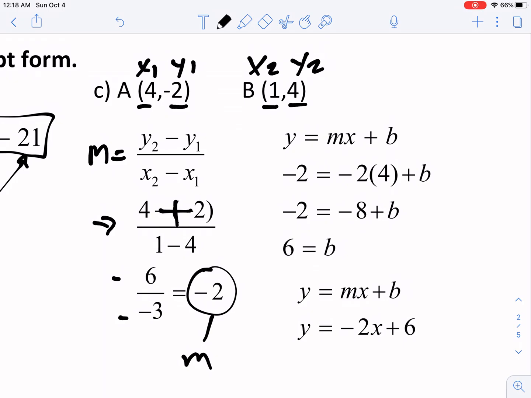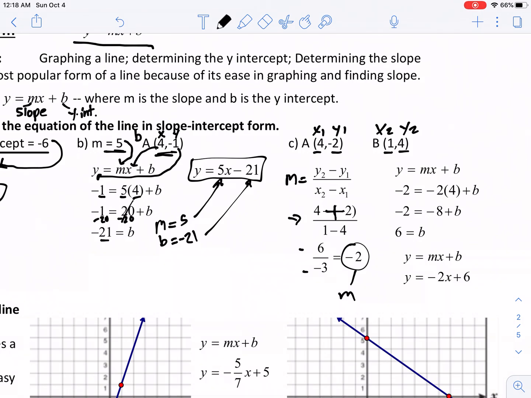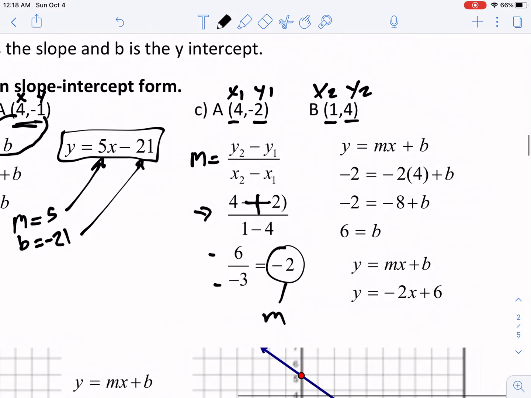Well, now I have m, and I have a point, right? Okay, so notice, didn't in the last example they give us slope and a point? What did we do to find b? Well, we plugged that information in to get b by itself, right? Well, we're going to do the same thing here. Now, it really doesn't matter if I pick A to plug in or if I pick B to plug in. But just because it's A, let's plug in A, okay?